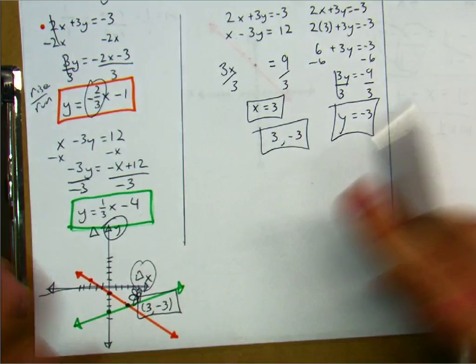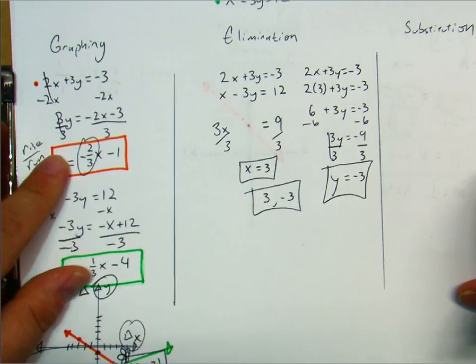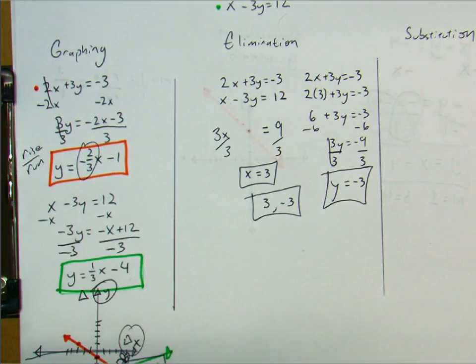Now, if you had done this and you had gotten a different answer, what does that tell you? You did something wrong on one of them. So you got to look for that. Okay? That's elimination. It's a beautiful, elegant thing.